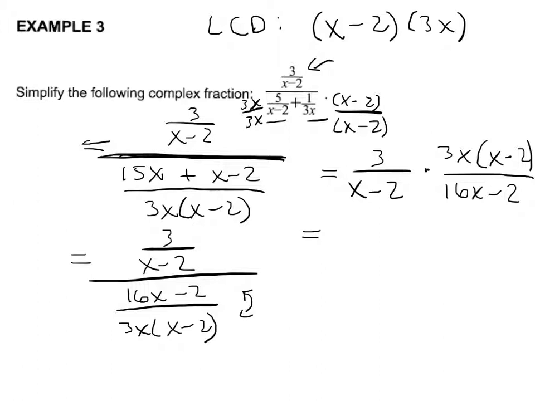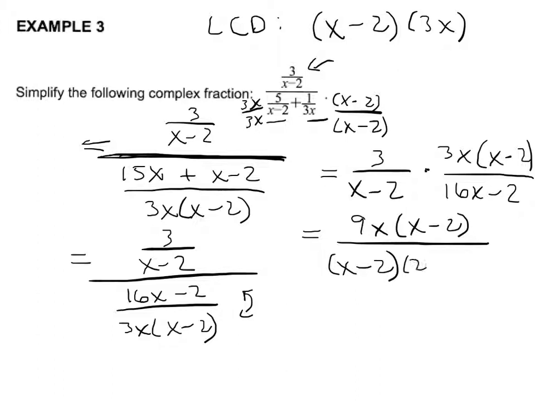So 3 times 3x times x minus 2 gives us 9x times x minus 2. And then our denominator is x minus 2. We can factor out a 2, and then we have 8x minus 1.